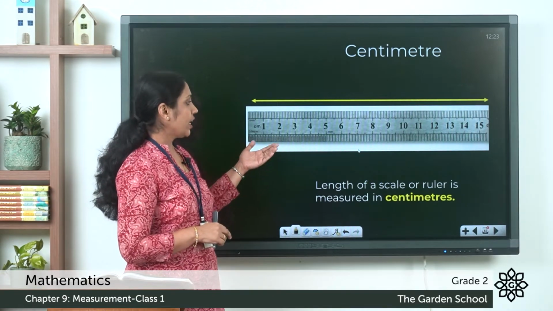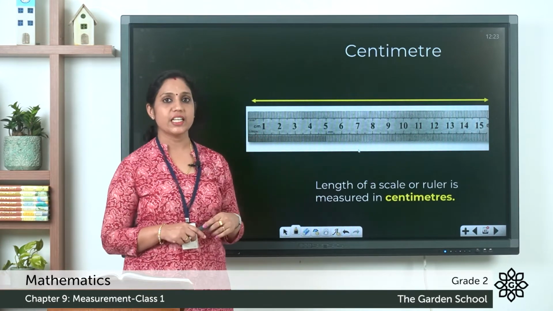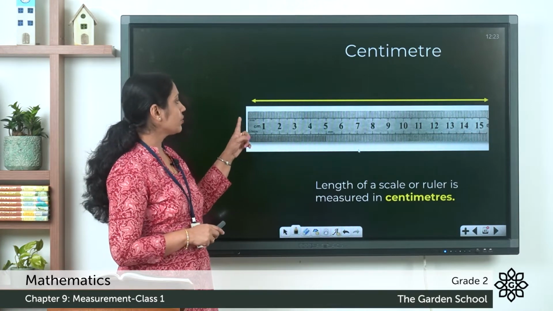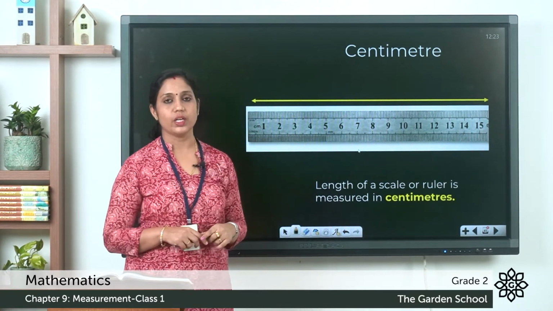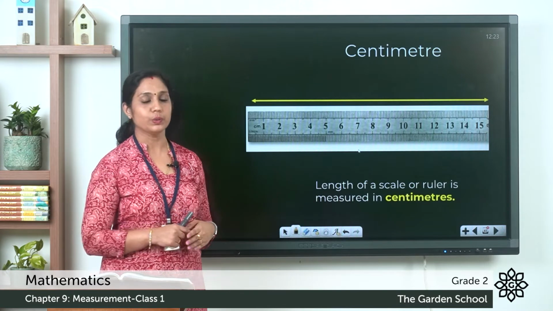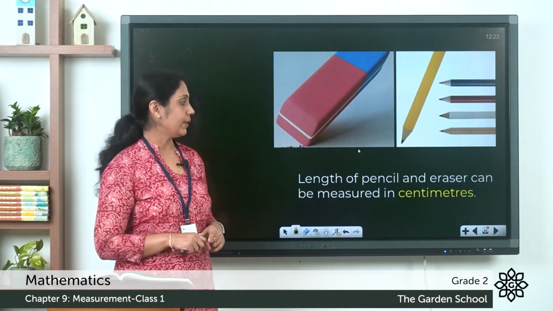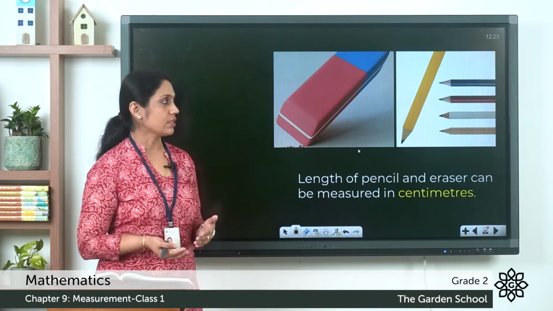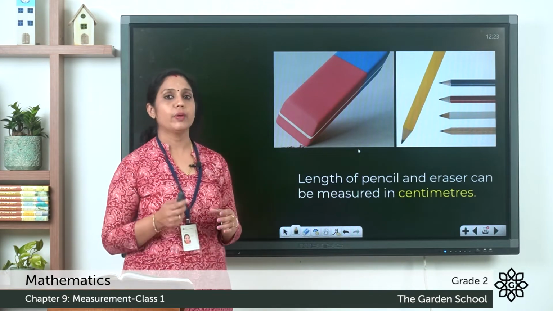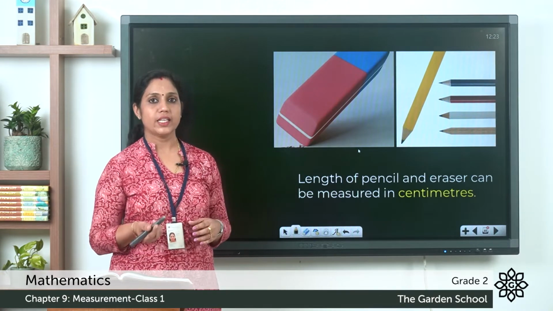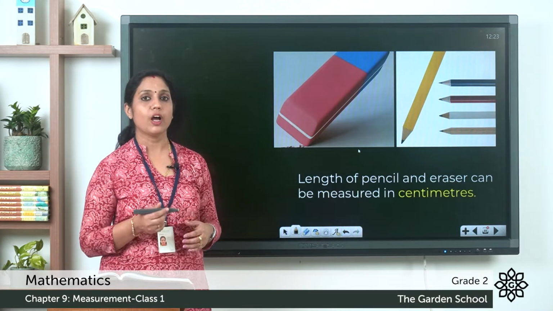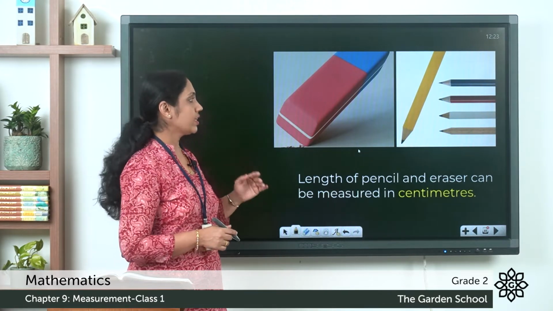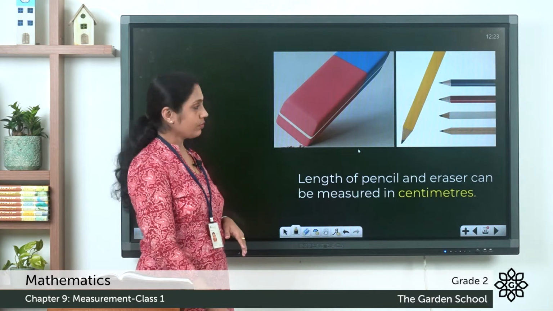So the length of a scale or ruler is measured in centimeters. So you can see the numbers from 0 to 15 in this ruler. You can also see in your ruler also. Length of a pencil and eraser can be measured in centimeters. So try to find out by taking your pencil and a scale or a ruler, you can see how much centimeter your eraser is or a pencil is.